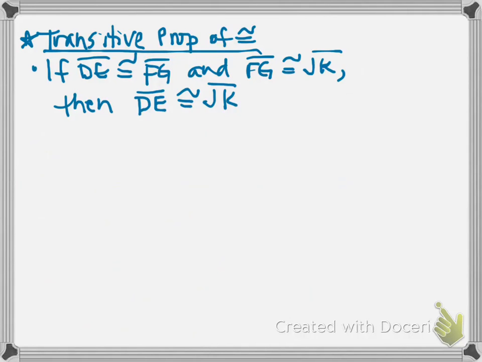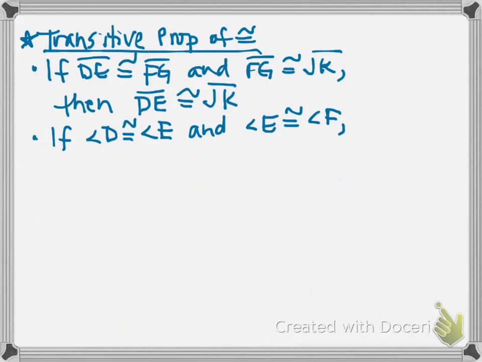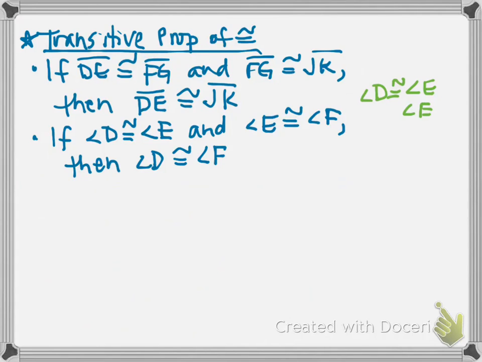The same thing would be true with angles. If angle D is congruent to angle E, and angle E is congruent to angle F, because angle E overlaps, we've got then angle D is congruent to angle F. So another way to kind of write this, just to get an idea of it, angle D congruent to angle E congruent to angle F. Because of the overlap, the guys that are outside would also be congruent to each other. Okay.